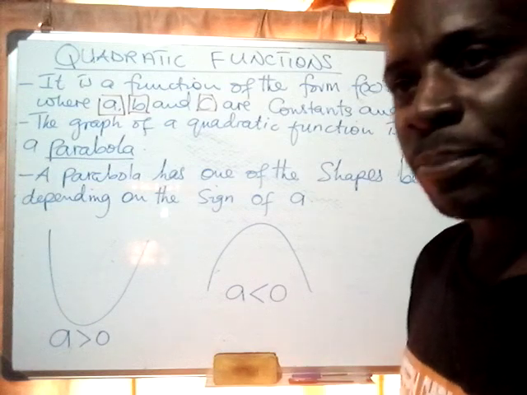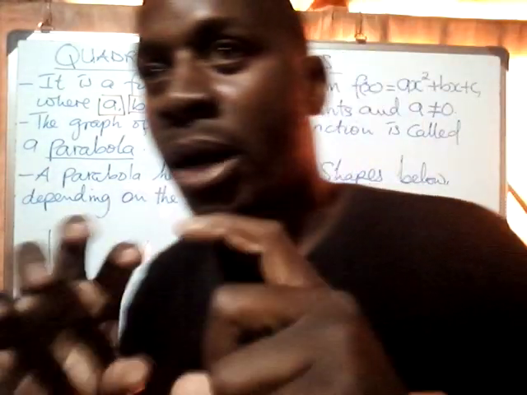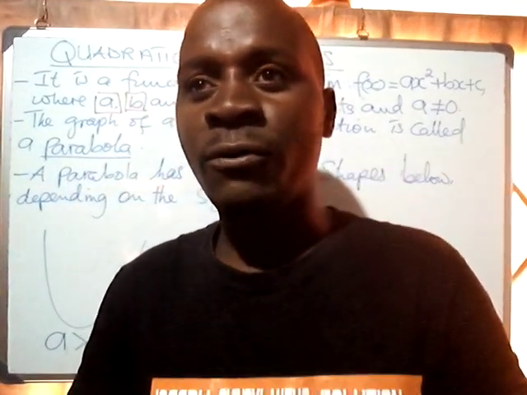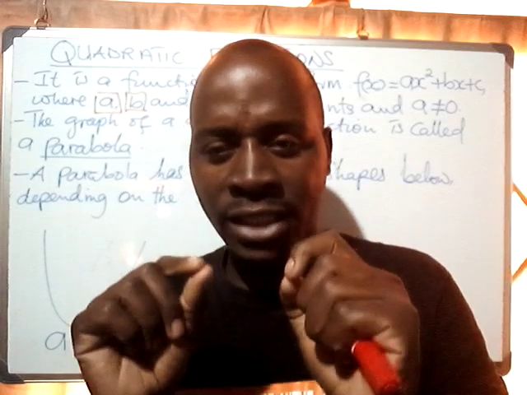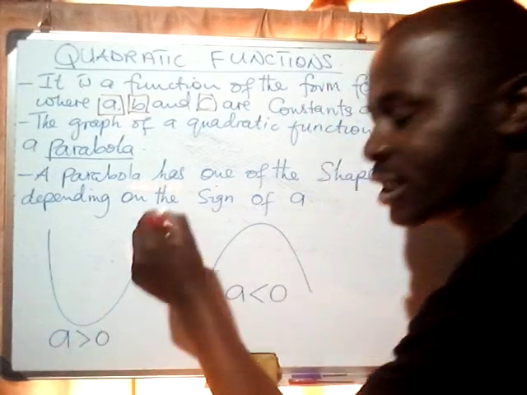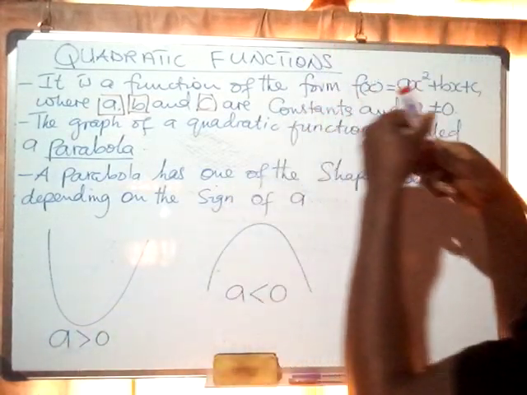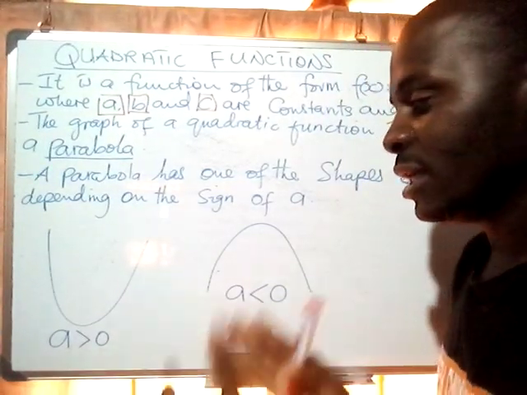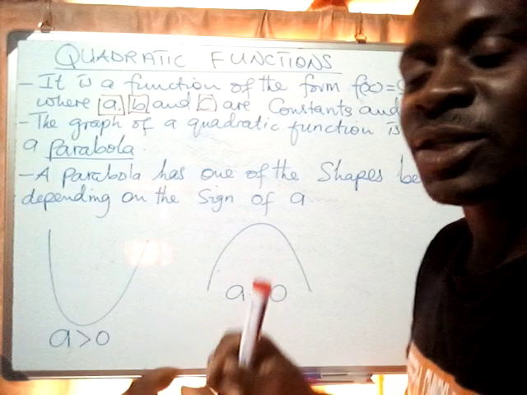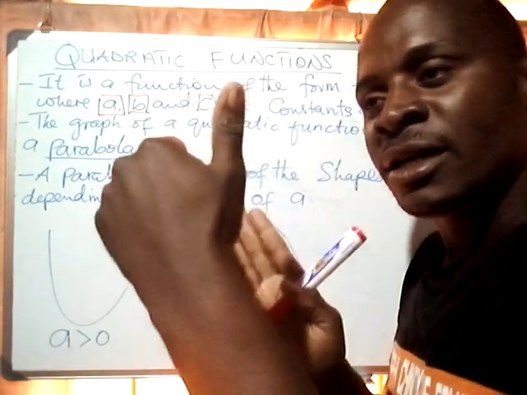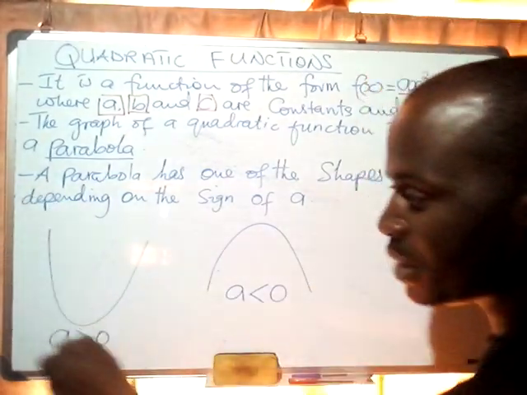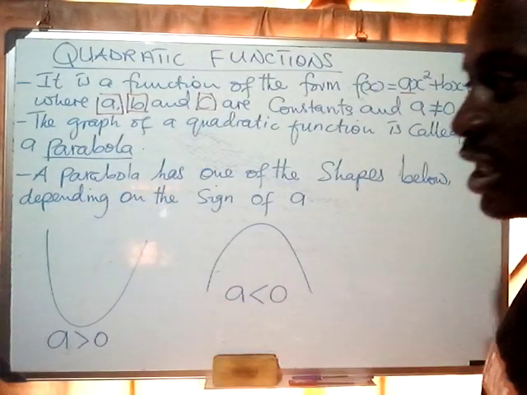We will reach a point where we are required to come up with a graph of a quadratic equation. The graph of a quadratic equation is known as the parabola. The parabola may be in this form when a is greater than 0, meaning a is positive. This is the way the graph will be.